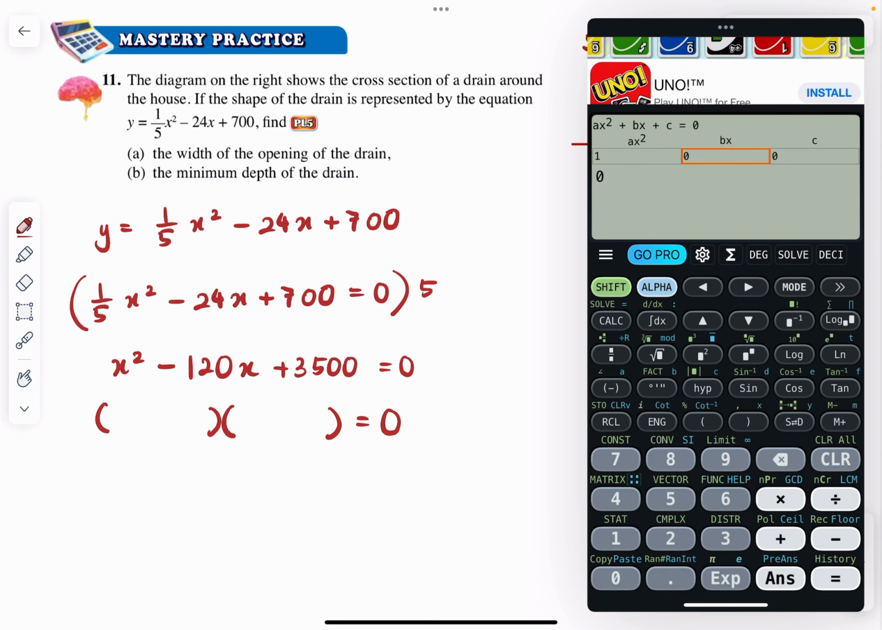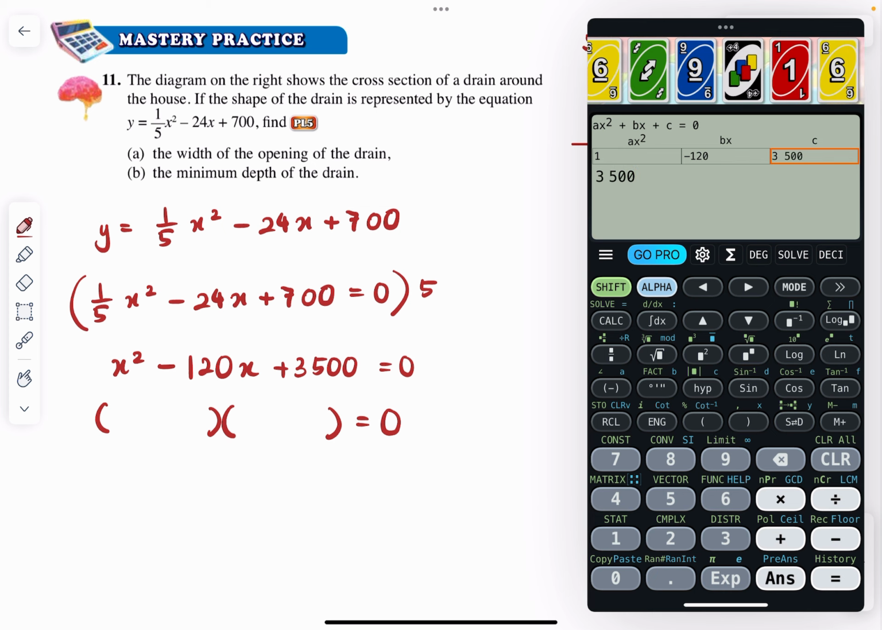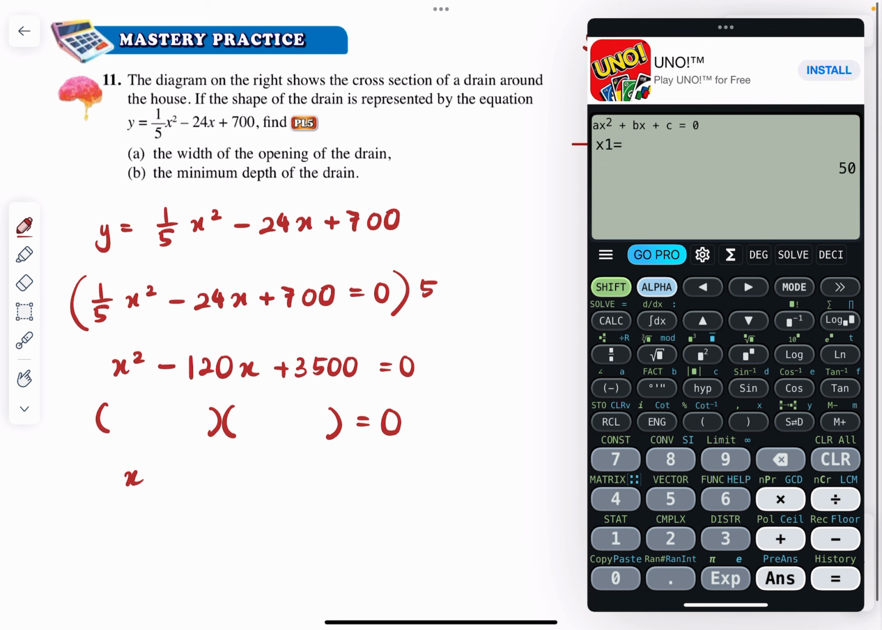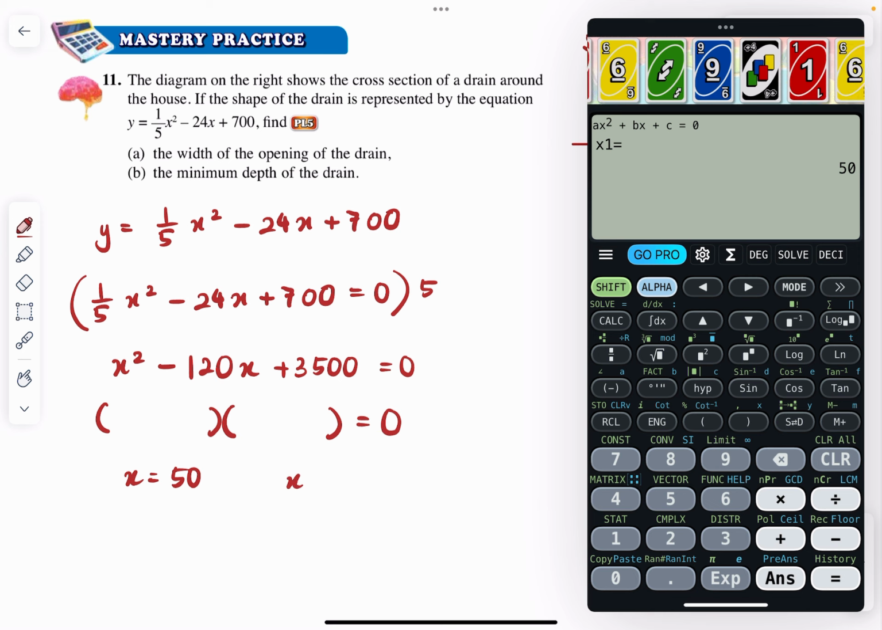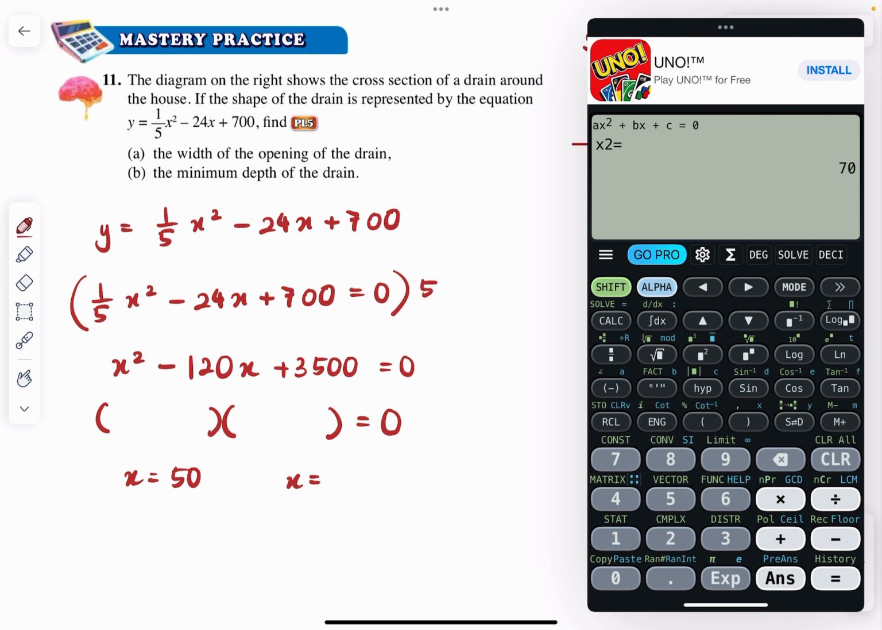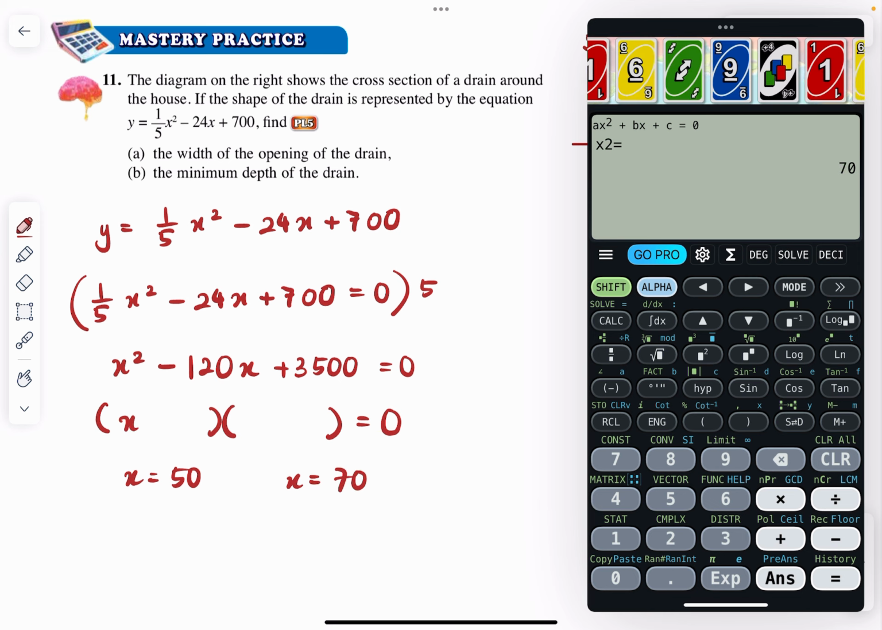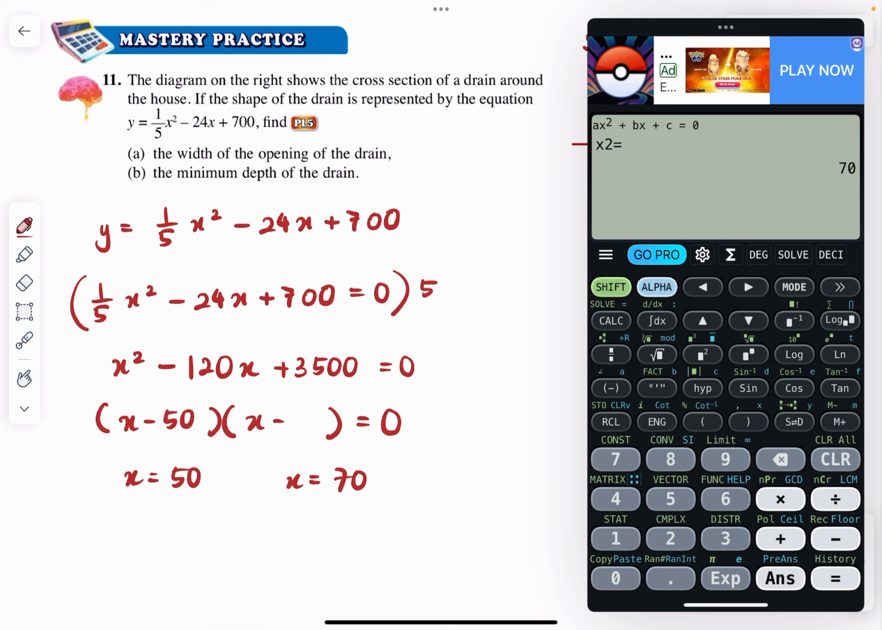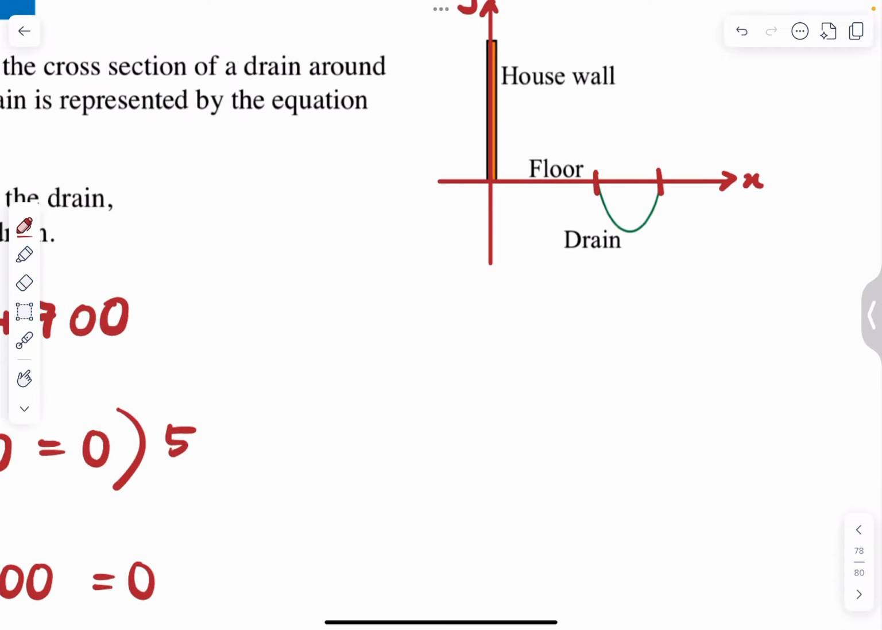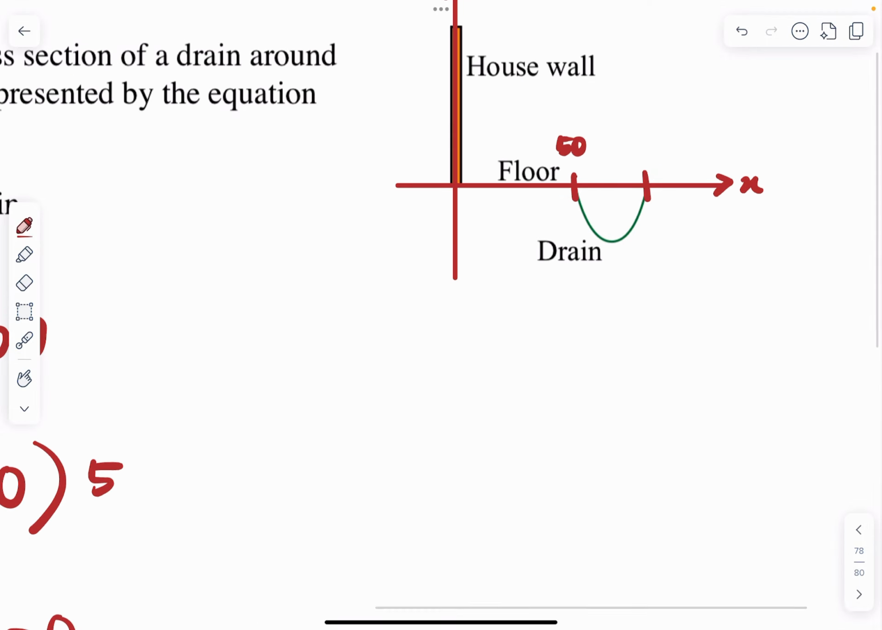Polynomial, so a is 1, b is negative 120, c is 3500. So our x can be 50 or 70. So x minus 50, x minus 70. Done. So our roots here are 50 and 70.